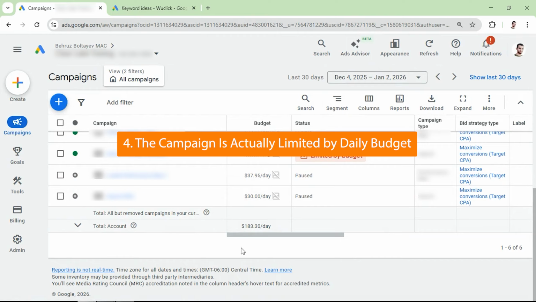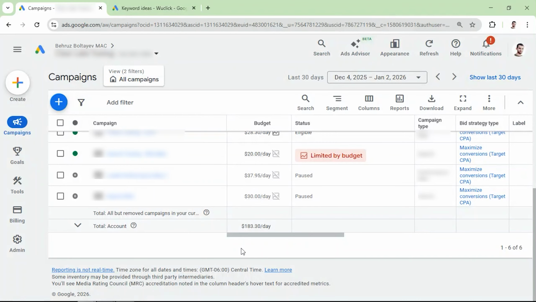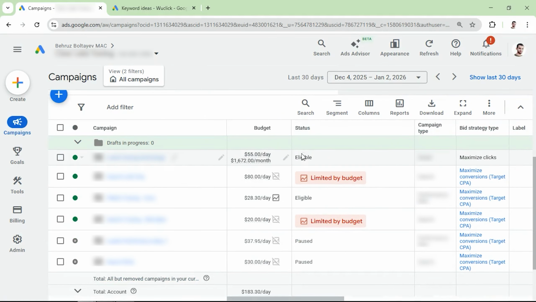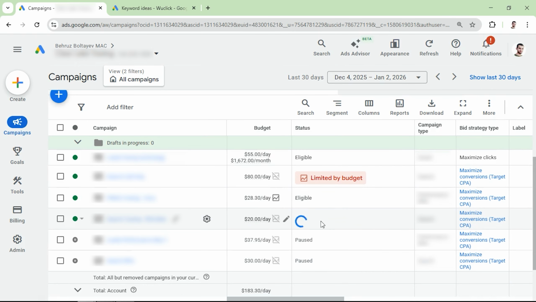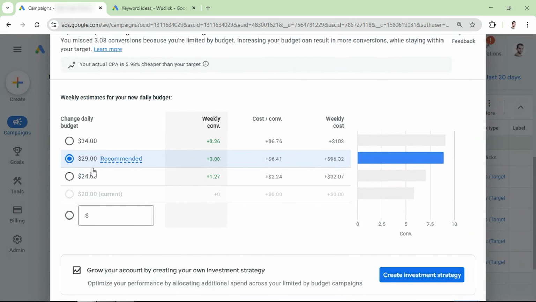And the next thing on our list, to increase your budgets, I would suggest you increase the budgets with the campaigns that are showing the status of limited by budget. As you can see from here, not all the campaigns are showing limited by budget. Some of them are showing eligible, which means you don't have to increase the budget. But you can increase the budget, of course. And if you're going to click on that, it is saying $29, which is not a big change, but still it is like 45% increase.